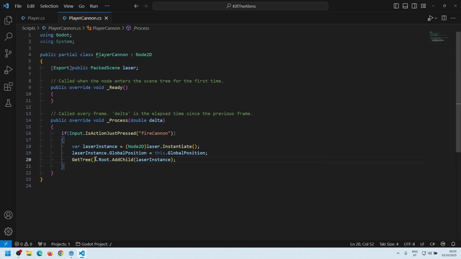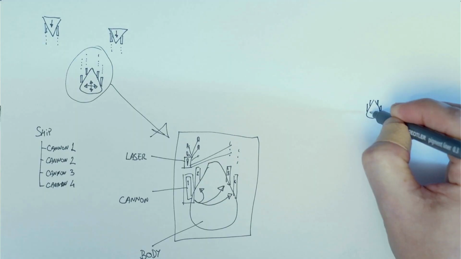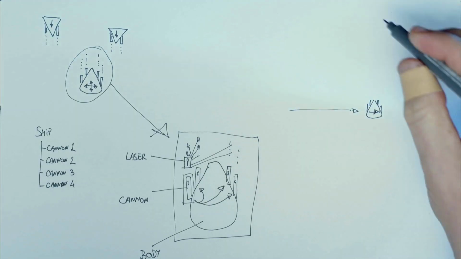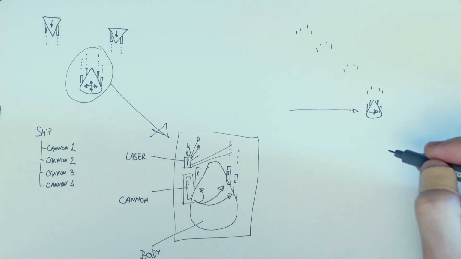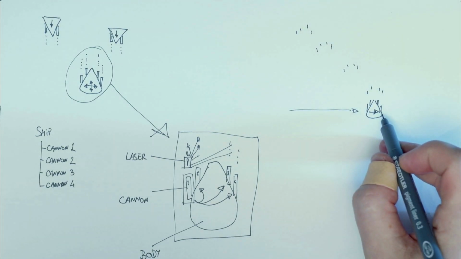This command looks for the root of the scene tree, which is level 1, and associates the new element with that node. This is crucial because we want the laser not to be connected to the cannon, otherwise the laser would move with the cannon, side to side, when the player moved.